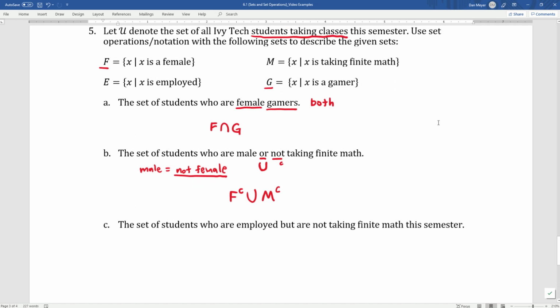In C, we want the set of students who are employed but are not taking finite math this semester. So the employed students would be E, but "but" is the same as "and not." So the "and not taking finite math" would be M complement, the complement of the people who are taking finite math.